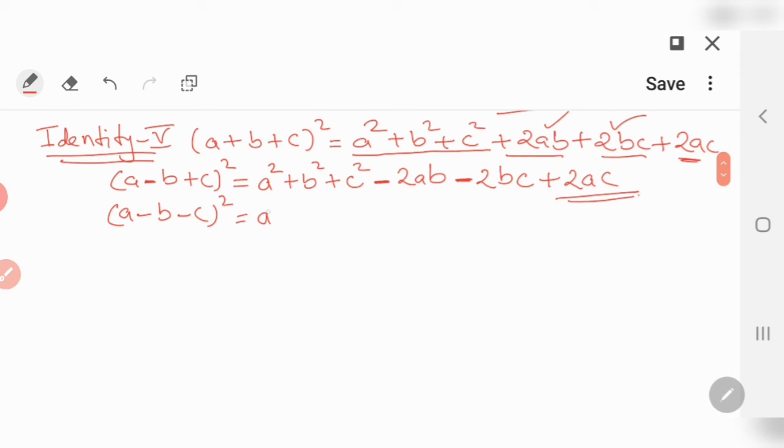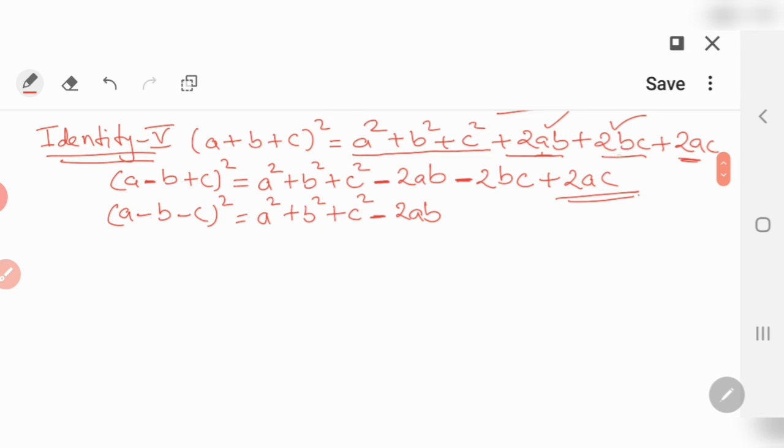So you write here a² + b² + c², correct? Then after that you check what is given here, twice ab, correct? So a into b you have to multiply. So a is positive, b is negative, so plus times minus, so you write here minus twice ab. Are you understanding or not?